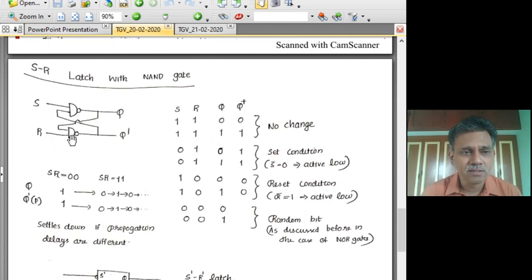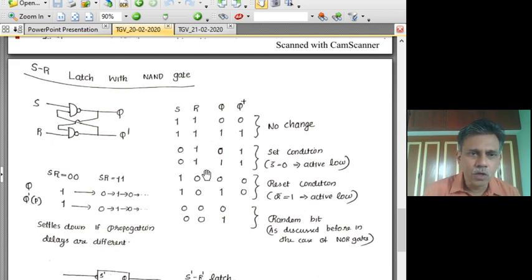And as you might have guessed, the propagation delay of both these NAND gates is not exactly the same. There will be a race condition, and because of that, this latch will settle down to a random bit which is not predictable, and therefore we will call this state a forbidden state. A 0 0 at the inputs S bar and R bar is not desirable.